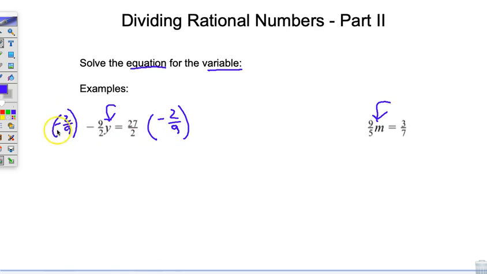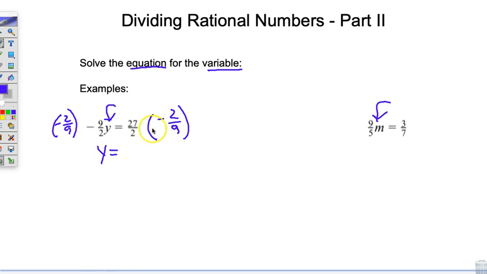When I multiply a fraction times its reciprocal, I end up with 1. So negative 2 times negative 9 is 18. 9 times 2 is 18. 18 over 18 is just equal to 1. So because I just have 1 on the left side, that's a 1y.